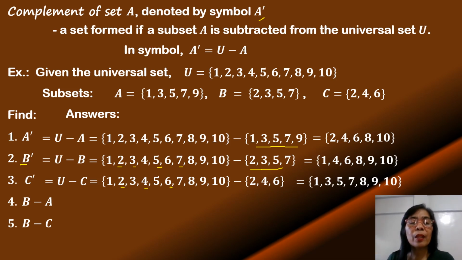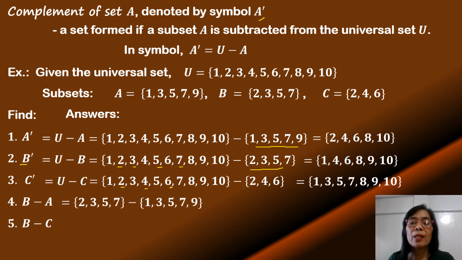So take note the difference between the complement of a set and simply the difference of two sets. When we talk about complement of a set, your set must always be a subset of a universal set. In the difference of two sets, for example, B minus A in here, again, the elements of A need not necessarily be all found in B.